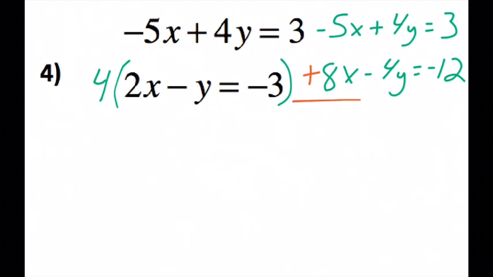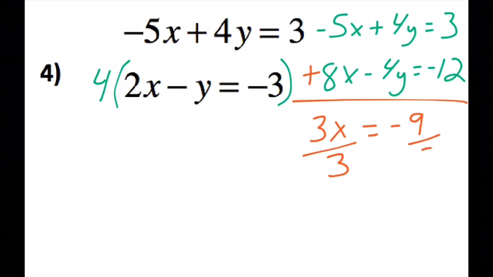Now we're going to add them together. I have a negative 5x plus 8x, which is 3x. I have 4y plus a negative 4y, which is 0, equals 3 plus a negative 12, which is negative 9. Okay, now I'm just going to solve for x. I'm going to divide both sides by 3, and x equals negative 3. So I know the x value of my ordered pair is negative 3.